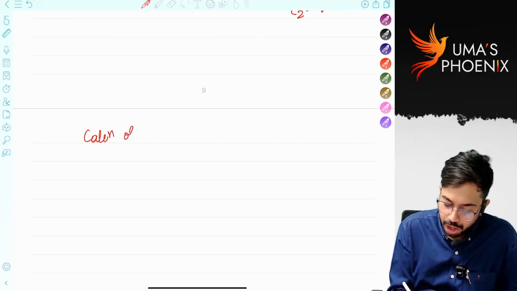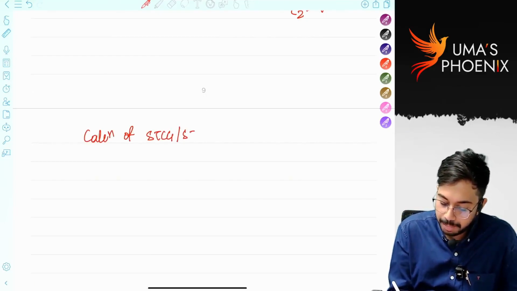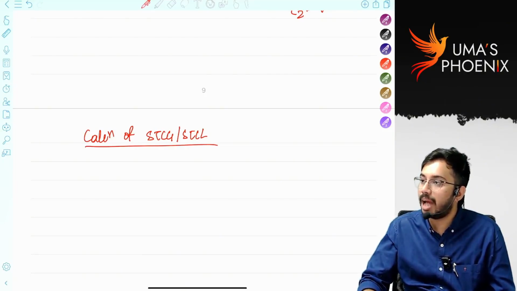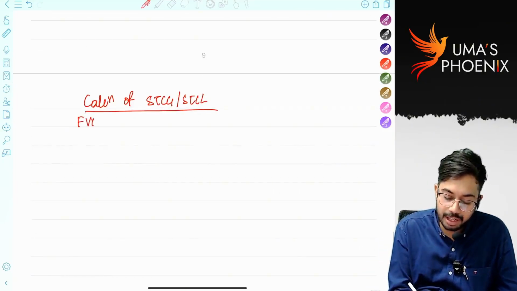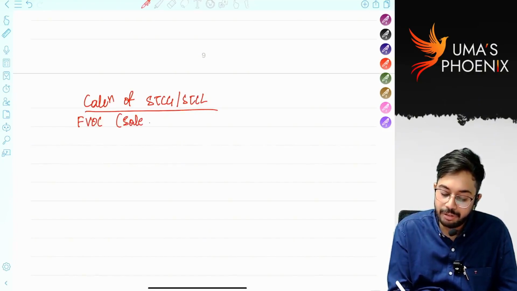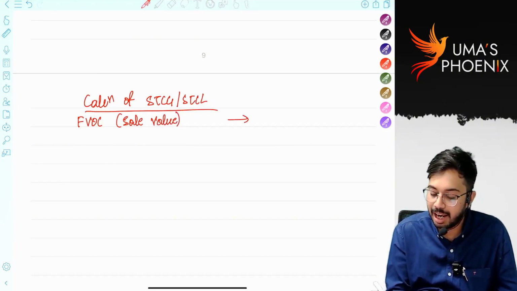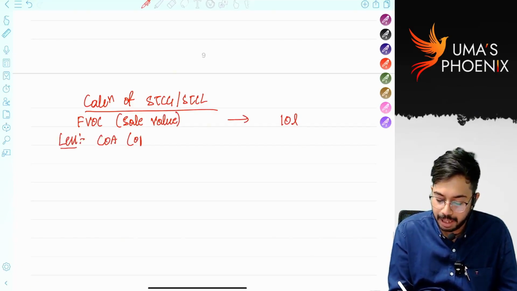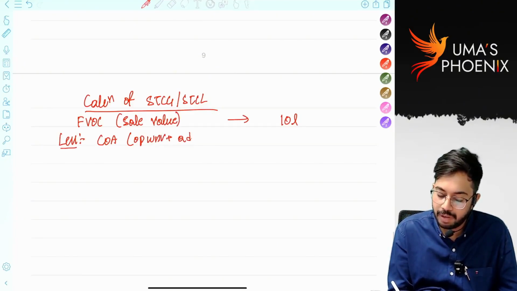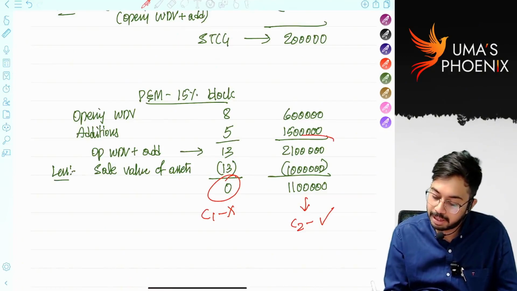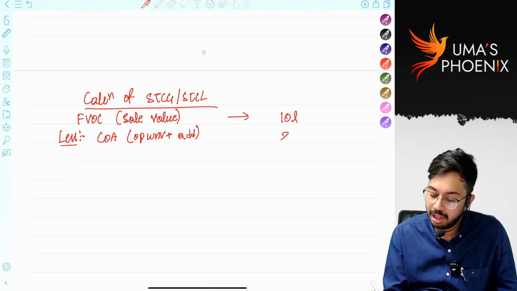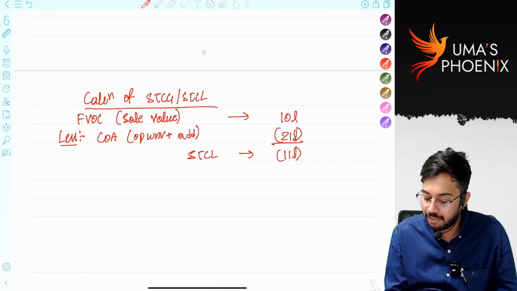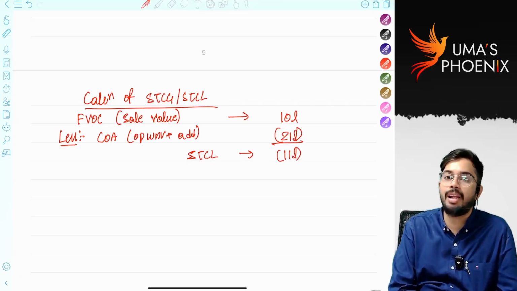Calculation of short-term capital gain or short-term capital loss. Why? Because it is a depreciable capital asset. Always they are treated as short-term capital assets. What is to be taken as full value of consideration? Sale value is to be taken as full value of consideration. They are sold for 10 lakhs, right? Now, what is to be taken as cost of acquisition? Opening written down value plus additions. How much are opening written down value plus additions? Opening written down value plus additions is 21 lakhs, correct? Now, how much is short-term capital loss? Short-term capital loss is 11 lakhs. Now, did you understand how to calculate capital gains?